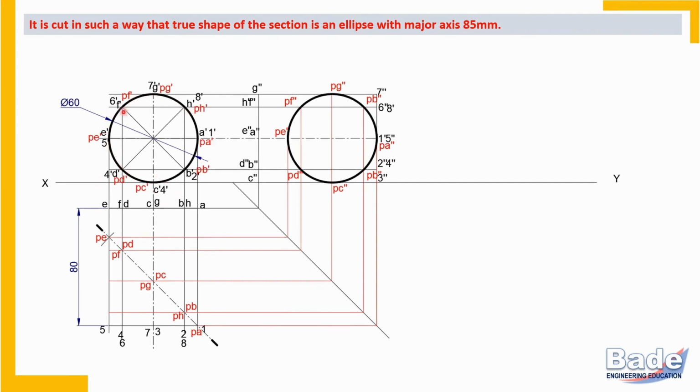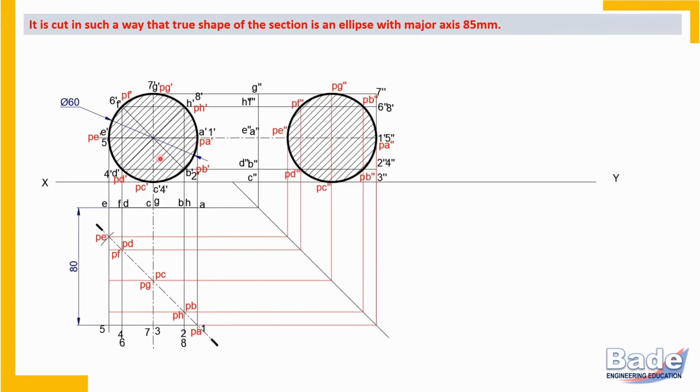Join these points by smooth curve. So this is section in the front view. And when you join PA, PB, PC, etc., these 8 points by smooth curve, you will get section in the side view. Hatching lines on the section. Section is newly generated surface.